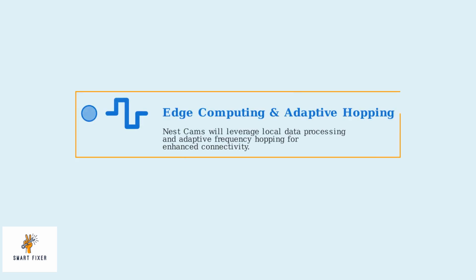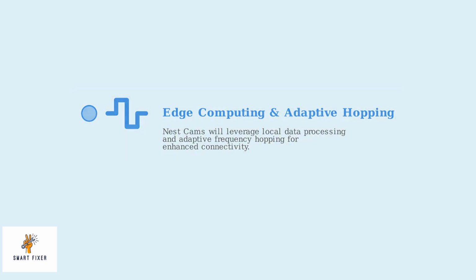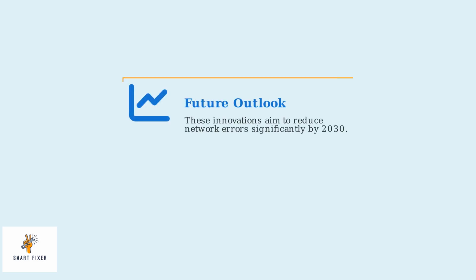Expect Nest Cams to leverage edge computing for local data processing and adaptive frequency hopping to maintain strong connections even in challenging environments. These innovations aim to reduce network errors significantly by 2030, making smart home security more reliable and user-friendly. As technology evolves, staying informed about these trends will help you get the most out of your Google Nest Cam and enjoy a more seamless smart home experience.